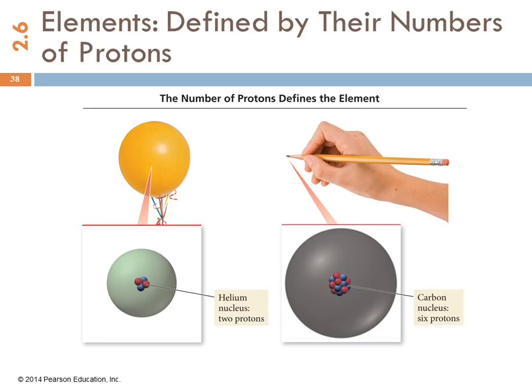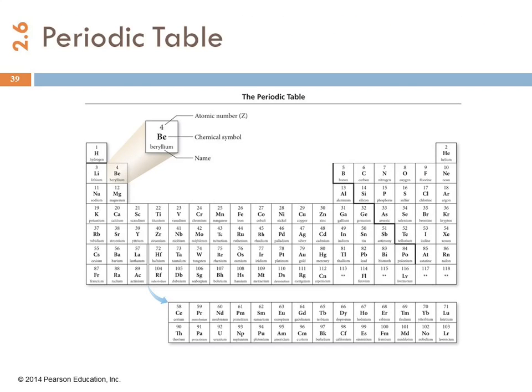Carbon's element number 6 tells us the number of protons. Oh, look, there's a periodic table. So here we have the atomic number and the chemical symbol of the elements. Some periodic tables have the names, but the ones you have during an exam will not have the names. But in the periodic table, we have all the elements arranged by atomic number.